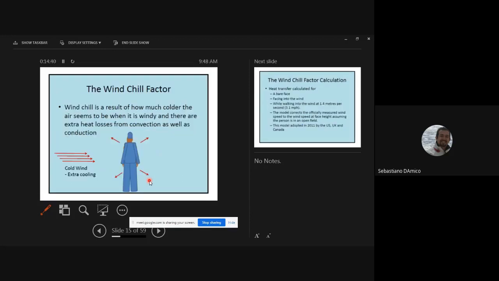And we look at the wind chill factor, okay? Wind chill is a result of how much colder the air seems to be when it's windy. And these are extra heat losses from convection as well as conduction, okay? And this we experience quite constantly. And actually in the last few days, the temperature itself was not that low, right? We were in the order of, I think around midday, 20, 19, 18, something like that. So as a temperature, it's pleasant on its own, but it was windy.